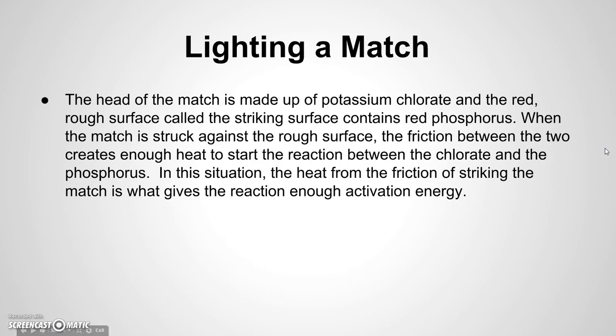Lighting a match. This is an example of activation energy. The head of the match is made up of potassium chlorate, and the red, rough surface called the striking surface contains red phosphorus. When the match is struck against the rough surface, the friction between the two creates enough heat to start the reaction between the chlorate and the phosphorus.